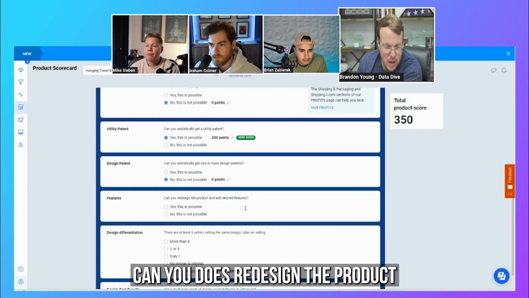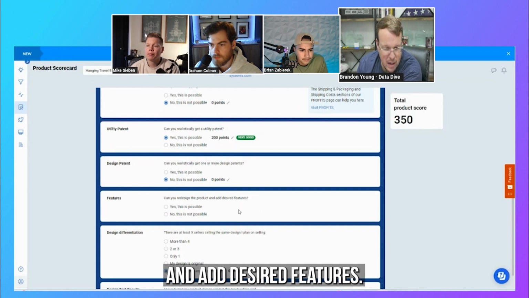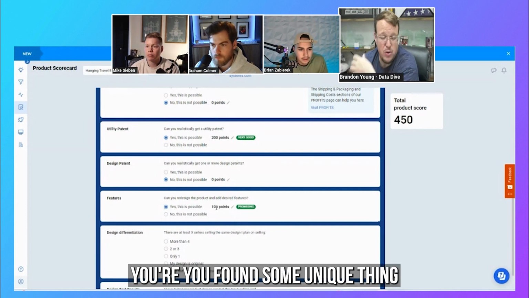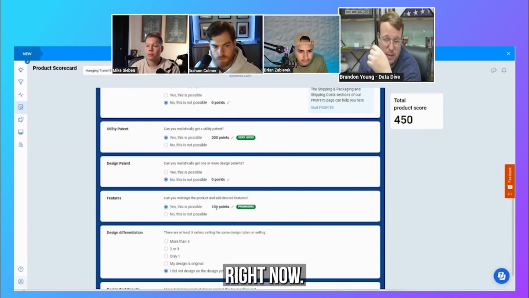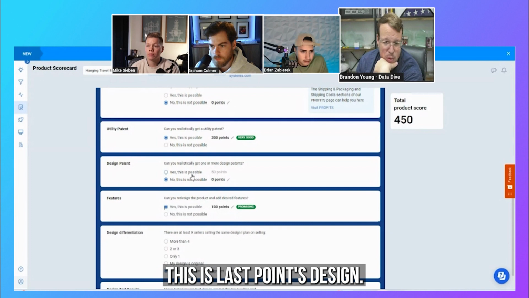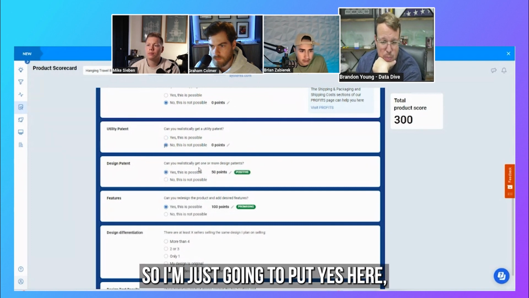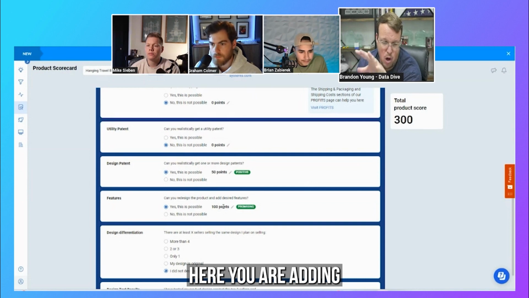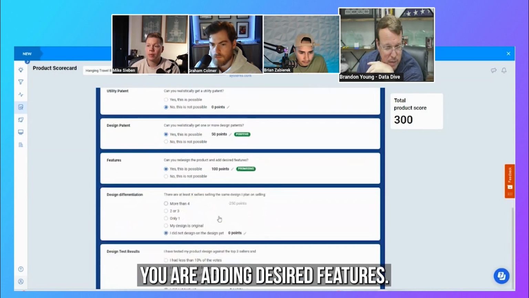Can you redesign the product and add desired features? You're doing that, right? You're adding that bar. You found some unique things, right? Yep. And as a matter of fact, this is less points. Design patents are easy to get around, so I'm just going to put yes here, no here, so that we get more of a true score here. Yep. And you are adding desired features.